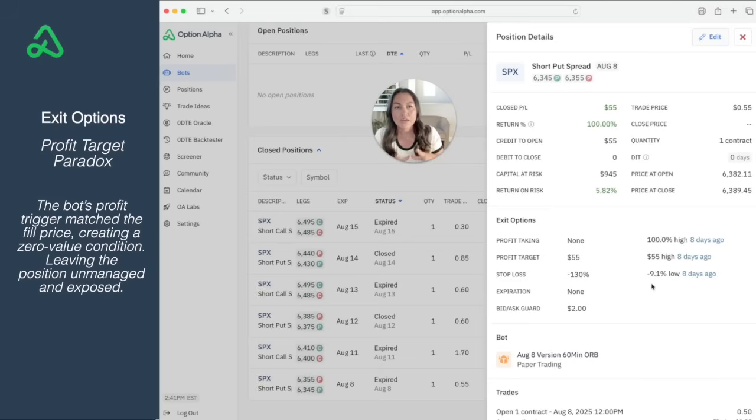So my remedy is to change the setting to take profit at, okay, now I'm going to use 50 cents or 90% of the trade price, to avoid that. If a spread fills for less than my profit target, it knows what to do.